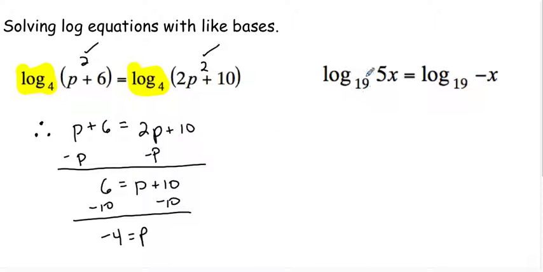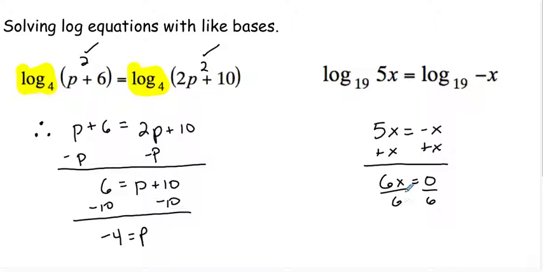Over here, let's do the same thing. So notice the bases are the same, log of 19 and the log of 19. So I can just set the arguments equal to each other. So let's add x on both sides. And that gives me 6x is equal to 0. And dividing both sides by 6, x is equal to 0.